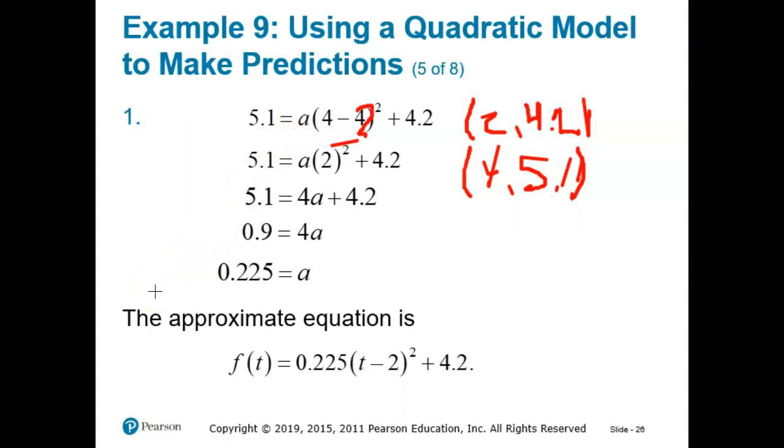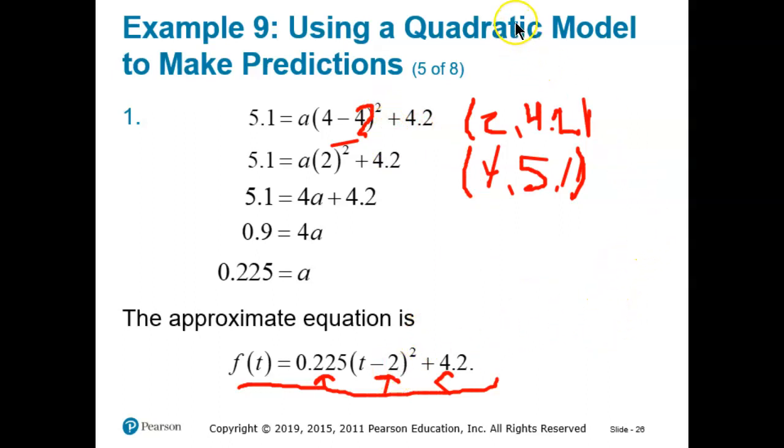Now you have 4 minus the 2 that I just corrected gives you 2 in the parentheses. So 2 squared is back to 4. So you have 5.1 equals 4a plus 4.2. Remember, we're trying to find a, so we divide by 4 on each side, and a is equal to 0.225. Now, you can substitute back into the vertex equation. Here we found our a. This is the x value of the vertex, and this is the y value of the vertex. And you can see that that's why they had a typo on their screen in step 1. They realized it should be 2 down here.